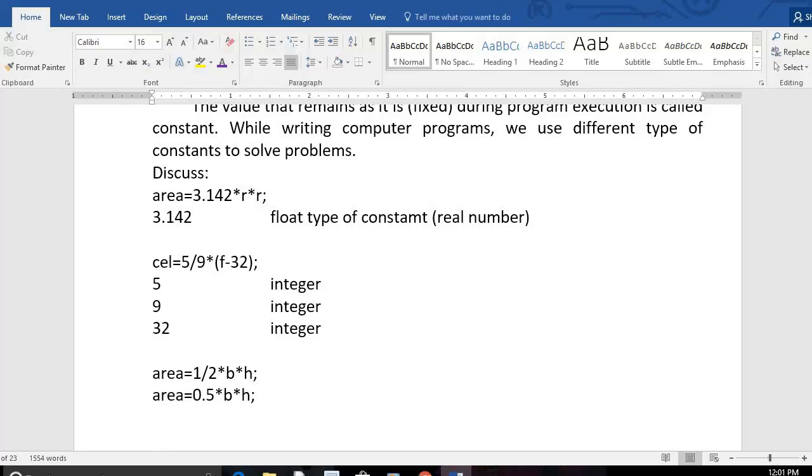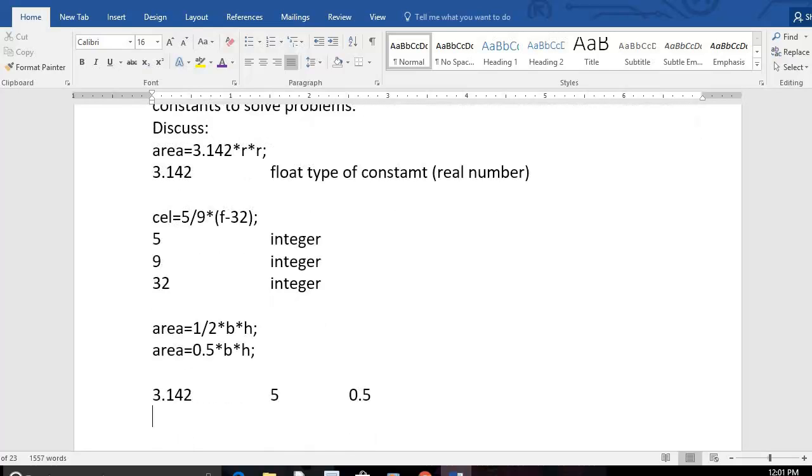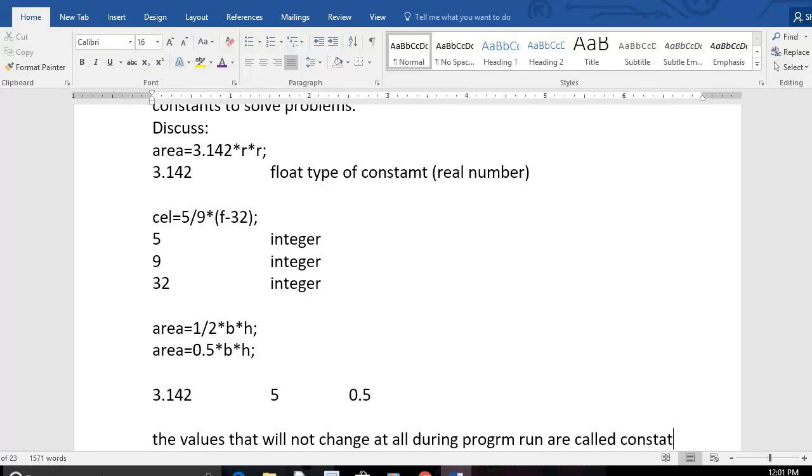Okay, now by looking at all these examples we can say like this: 3.142 is a constant, 5 is a constant, and 0.5 is also a constant. These are all constants. Then what are constants? The values that will not change at all during program run are called constants.